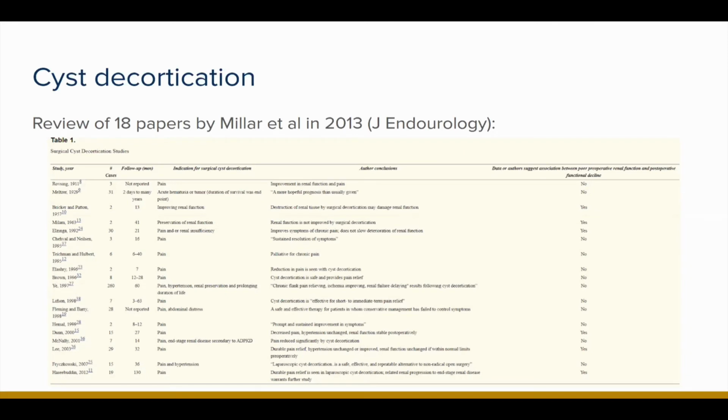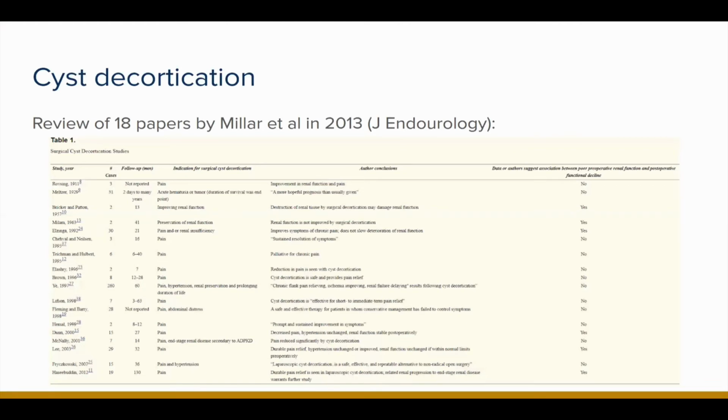The literature around cyst decortication, however, is quite weak. There's a systematic review done in 2013 by Miller et al. And they looked at the 18 papers that they could find in the literature. And as you can see, the majority of these papers were done quite early in the 1990s, and the number of patients in each was quite low. However, the primary indication for cyst decortication in the majority of these trials was predominantly for pain.